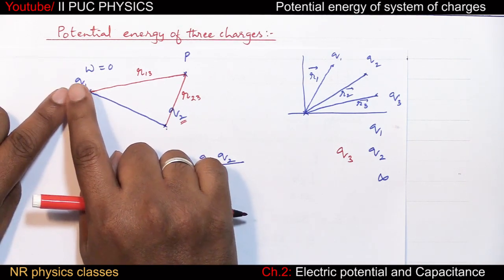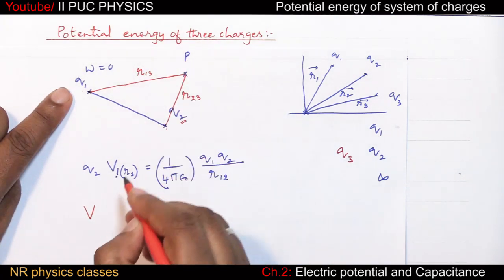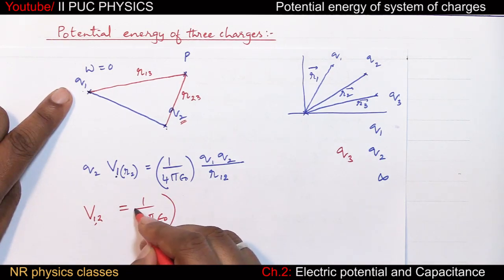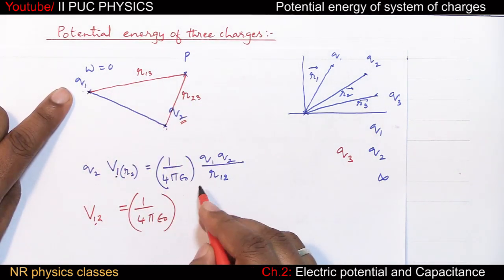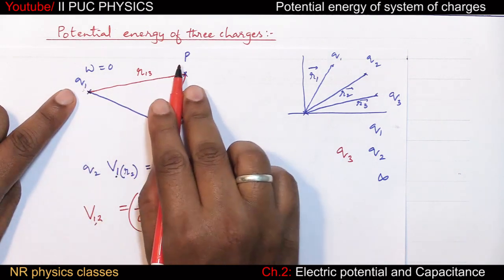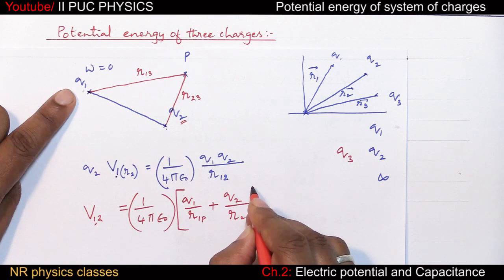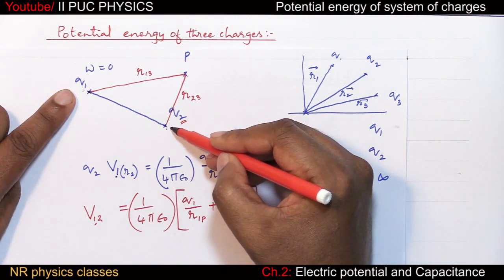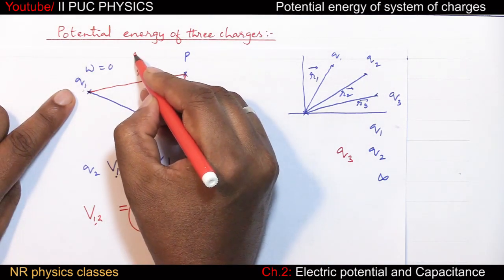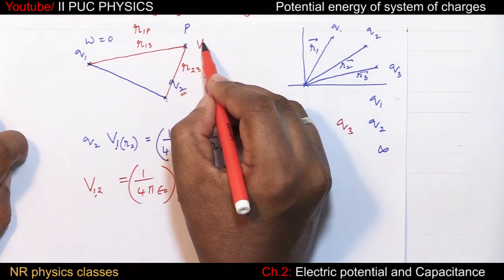Q1 has some influence at P. Q2 also has some influence at P. Therefore, potential at point P due to first and second charges equals 1 by 4 pi epsilon naught, Q1 by R1P, distance between Q1 and P, plus Q2 by R2P, distance between Q2 and P. If I am bringing Q3, this P becomes 3. Potential at this point is V12.